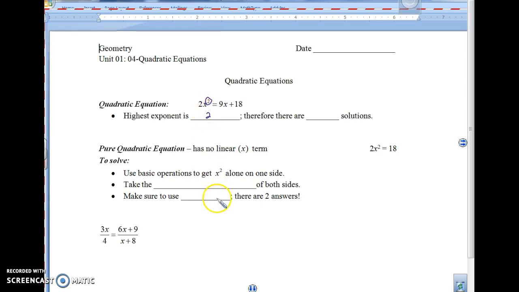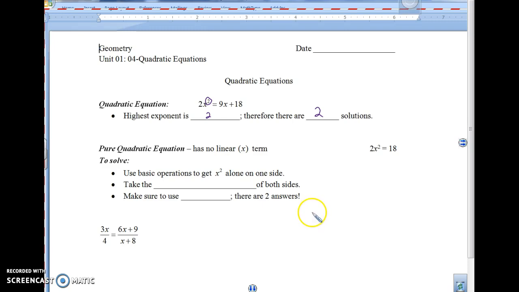And not only does that tell me it's quadratic, it also tells me there are actually two solutions to this. There are two values of x that will make this equation true. All right, now there's many different kinds of quadratic equations, so let's take a look at some of them and how to solve them. The first one is a pure quadratic equation. It just has an x squared in it. It has no linear x terms. There's no other x here except for the x squared.